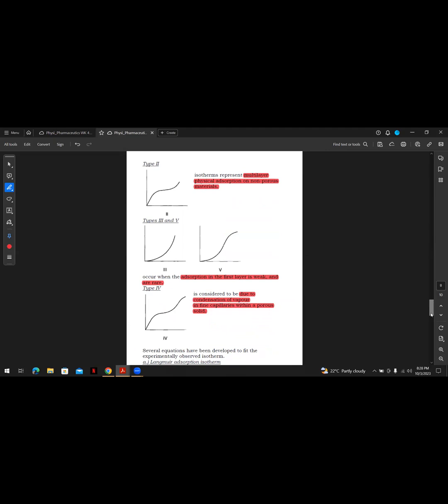And then the fourth one is similar to the second one in the curve, but the difference is the absorption happens within a porous solid. Okay? Everyone is still with me up to there? Hopefully. Okay, let's scroll.